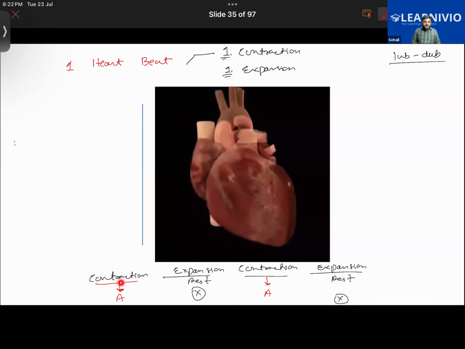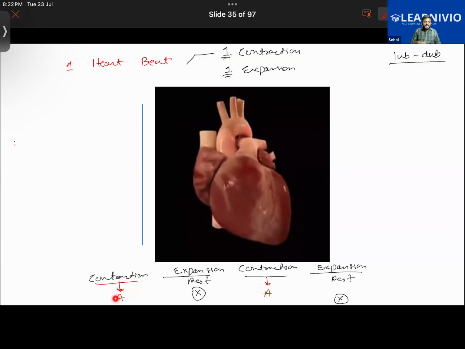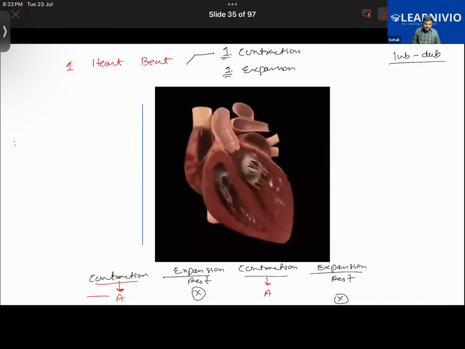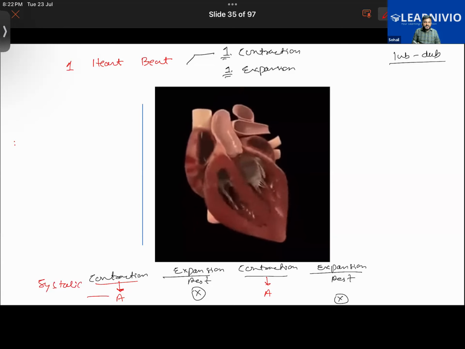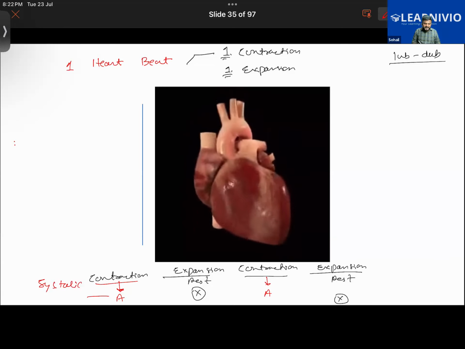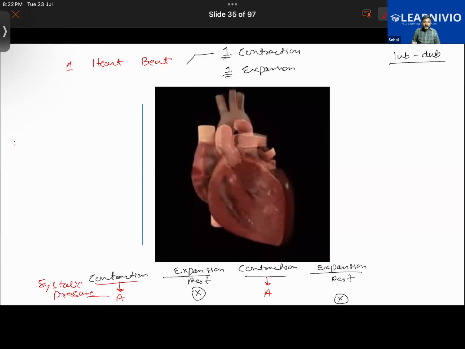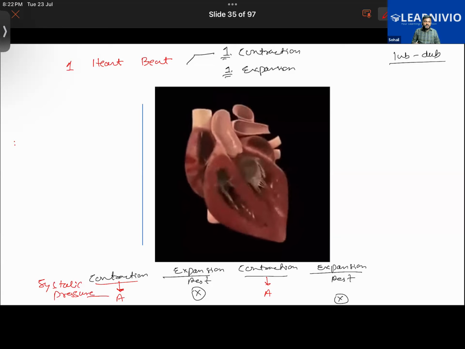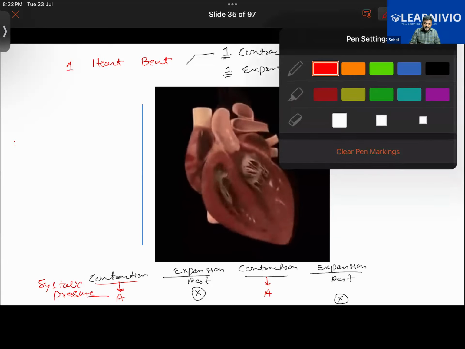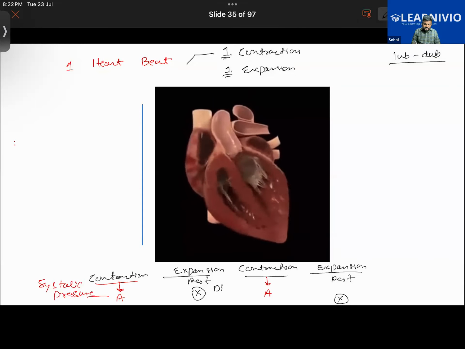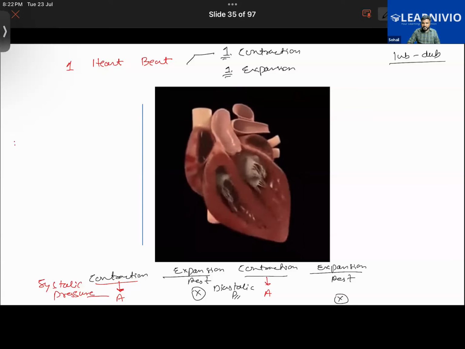So the pressure at which the blood is pumped while the heart is contracting is called systolic pressure. That's the upper limit. Is this concept clear so far? And the pressure at which the blood is flowing while the heart is resting is called diastolic pressure. That is called diastolic pressure.